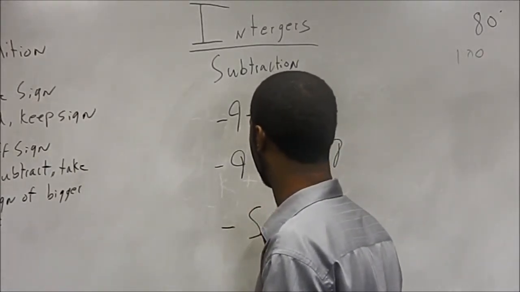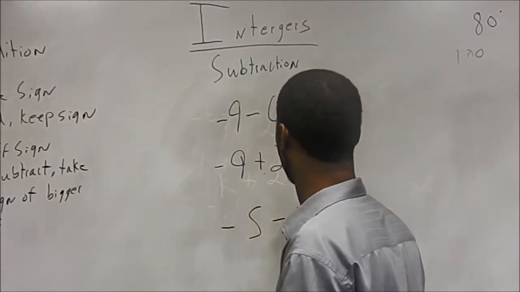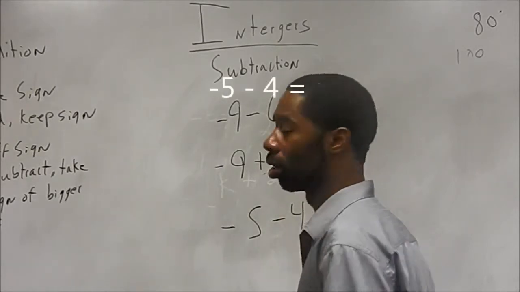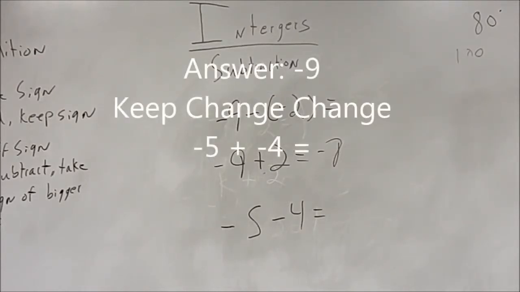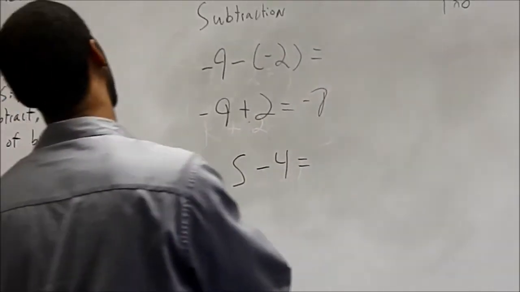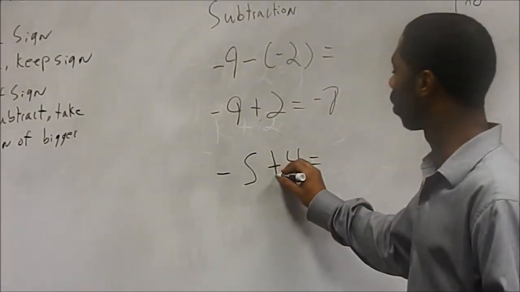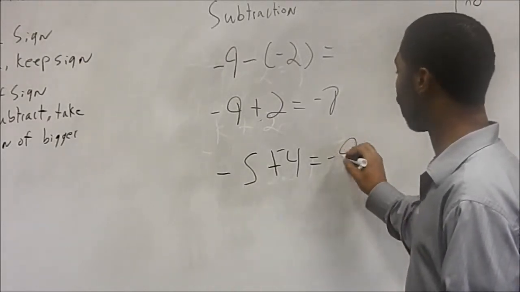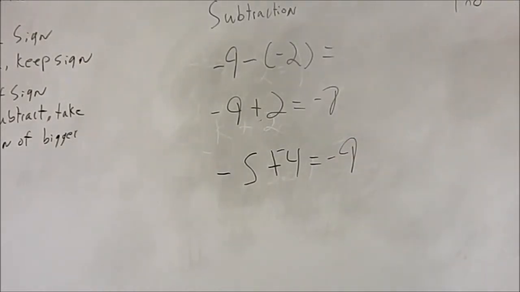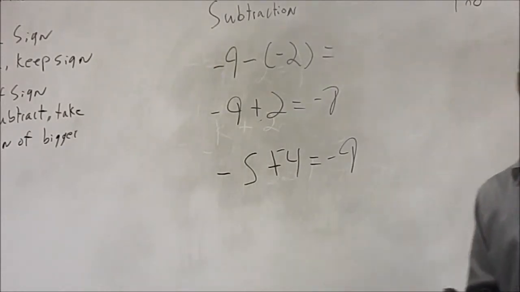Sherry. Negative 5 minus 4. Hold on, that one is incorrect. Hold up. That'd be -9. Negative 9 is correct, because I will keep my negative 5. I change this minus to a plus, and I change this 4 to a negative 4. Same sign, I add them and keep my negative. Does everybody get that? Yeah.